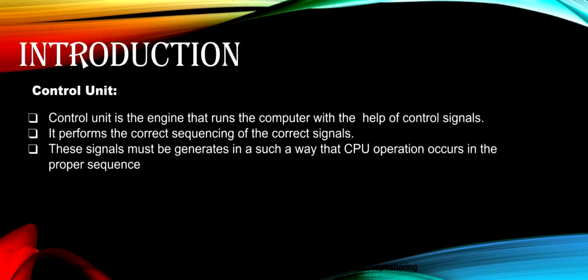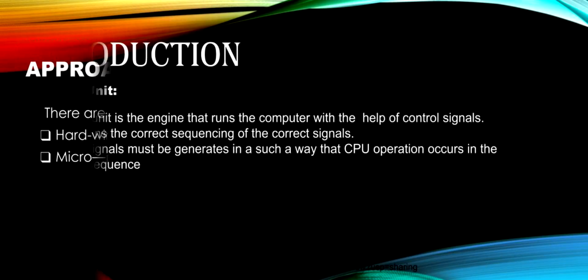But first of all, we need to understand the concept of control unit. Now, control unit is the engine that runs the CPU with the help of control signals. It is responsible to generate control signals so that things happen for CPU and execution happen in sequence. So the signals are generated in the sequence that are specified by the control signals.